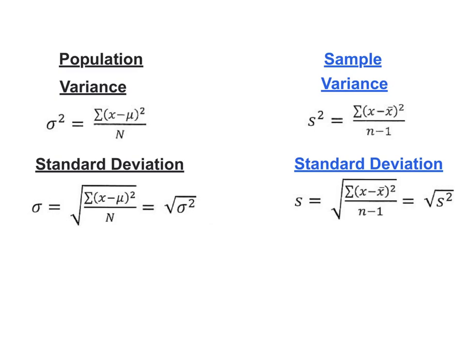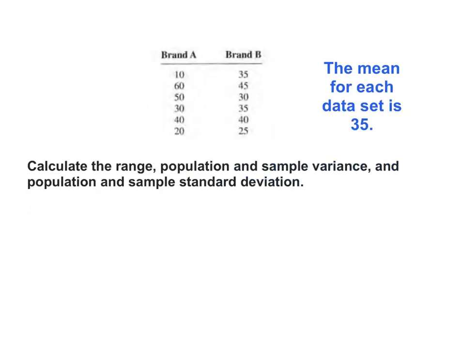Now, let's go through and find the variance, the range, and the standard deviation for both sets of data, A and B, just to show you, like we already know. So here's the same set of data. We're going to calculate the range, population and sample variance, and population and sample standard deviation.